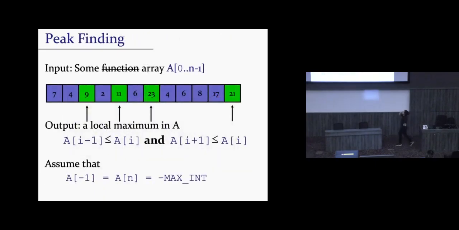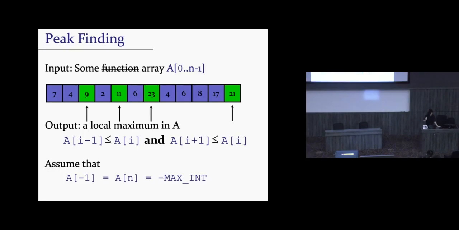Okay, so let's go to peak finding. So first of all, instead of a function, let's make it a bit simpler. Let's say we have an array, right? Functions might be complicated. Let's just say that we have an array and we want to find a local maximum, right? So we're going to define a peak or a local maximum, a peak. Think of them as the same thing for now, right? Think of a local maximum as an element that is greater than or equal to its neighbors.